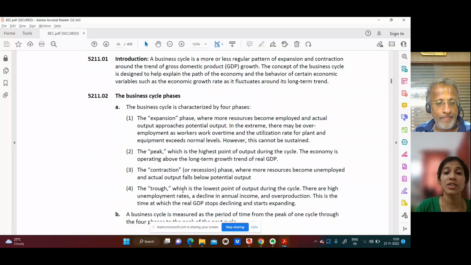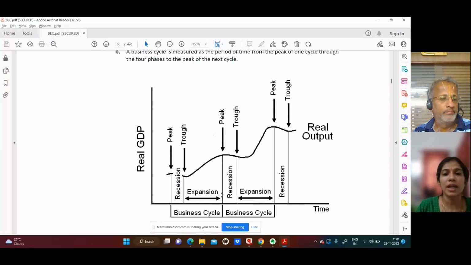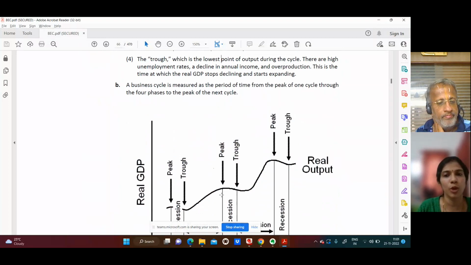Now, what is trough? It is the lowest point of output during the cycle, which means it is exactly the opposite of peak, the lowest point at which your business is standing at any particular point in time. I'm using the term business, but you can actually use the words business or economy as a whole. So trough is the lowest point of output during the cycle.